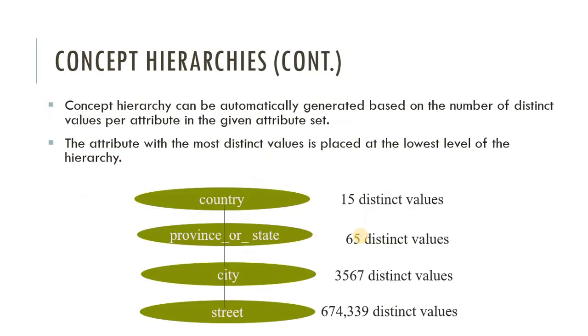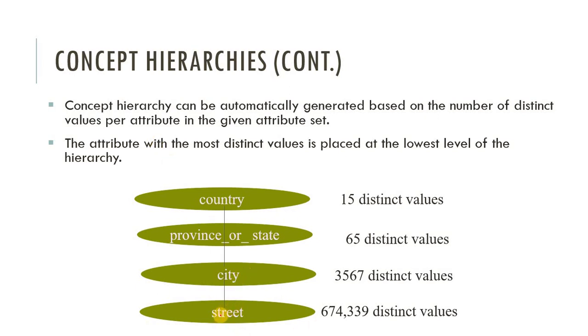A concept hierarchy can be automatically generated based on the number of distinct values per attribute in the given attribute set. The attribute with the most distinct values is placed at the lowest level of the hierarchy. Here we are creating the hierarchy: country, then state, then city, and street. The data which has the most distinct values is placed at the lowest level.